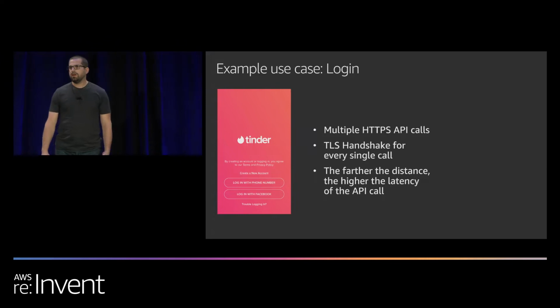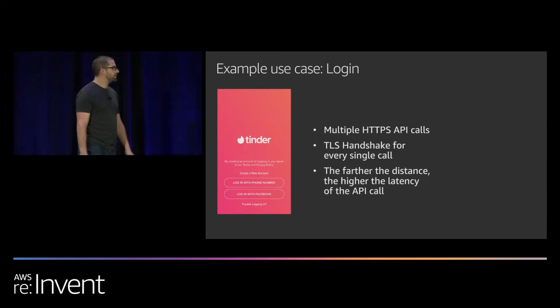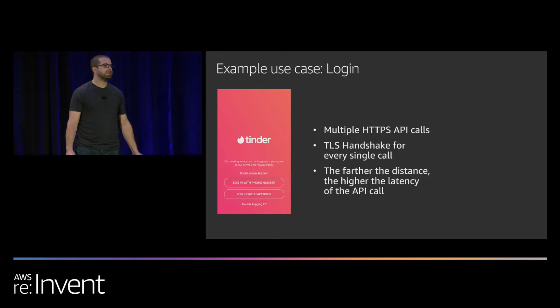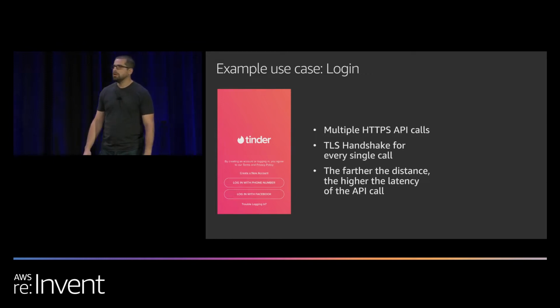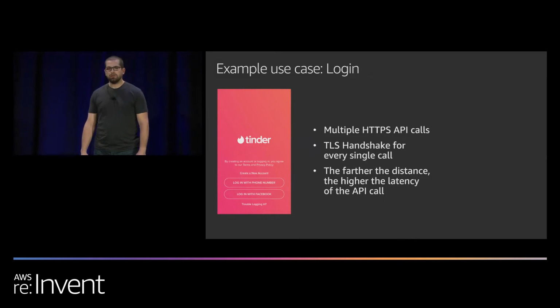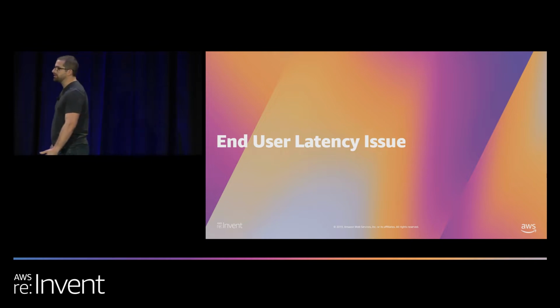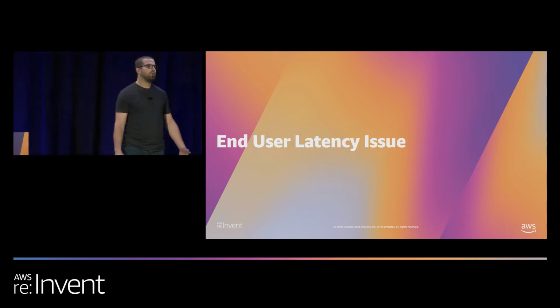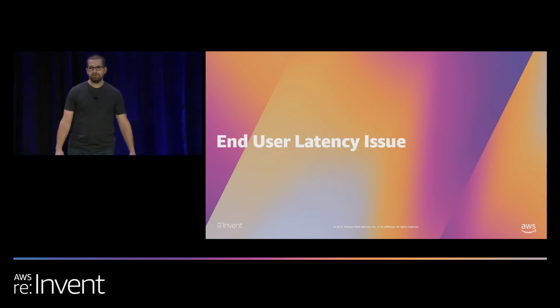What looks like a fairly easy, simple or intuitive app is actually very complex under the hood. There's multiple API calls happening at any given time for any of these different functions I just described. And all of them are happening over HTTPS, which means there's a TLS handshake for every single call. The further the distance of the customer, the higher the latency that they may encounter. As I've alluded to, many of our customers, especially far away from where our infrastructure is hosted in US East 1, could encounter latency issues.